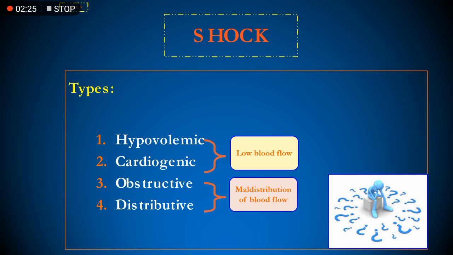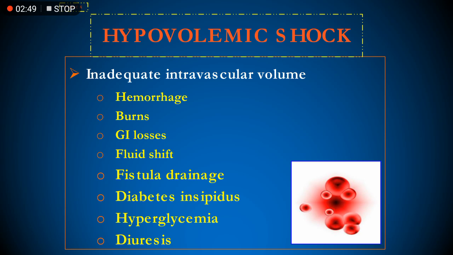Let's discuss the different types of shock. 1. We have hypovolemic shock. 2. Cardiogenic shock. 3. Obstructive shock. And 4. Distributive shock. For hypovolemic and cardiogenic shock, the problem is low blood flow, while obstructive and distributive shock involve maldistribution of blood flow.